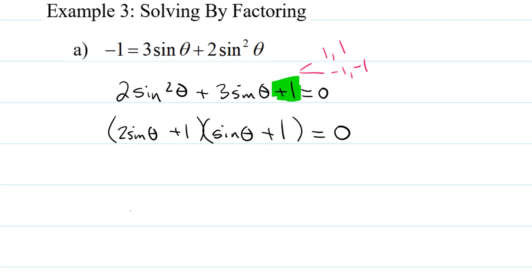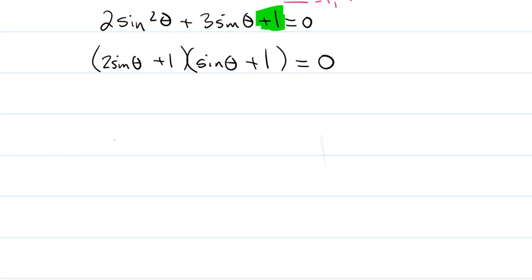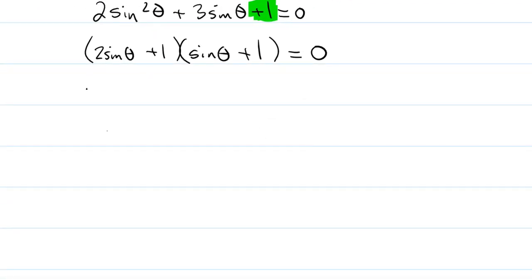Once we get the factors straight, the rest of it is pretty straightforward because you'll know what to do from here. You'll take each factor, 2 sine theta plus 1, set that equal to 0, and then take our other factor, sine theta plus 1, equal to 0, and you'll solve each one of them. If I look at sine theta plus 1, that one's going to be a little bit quicker.